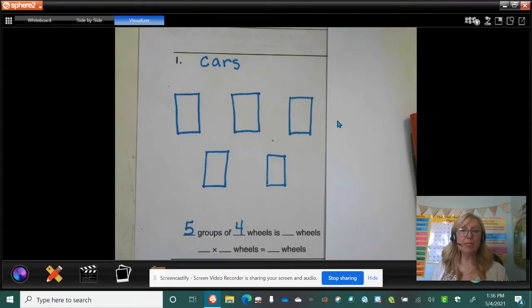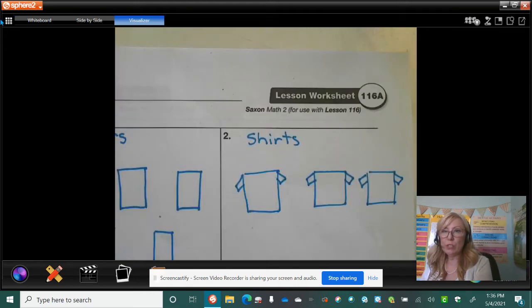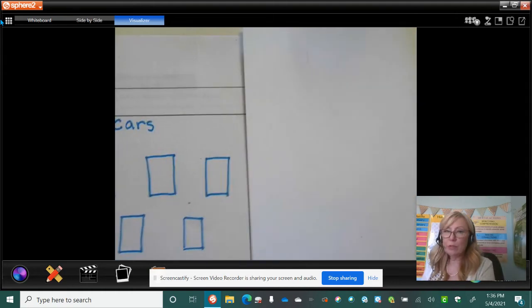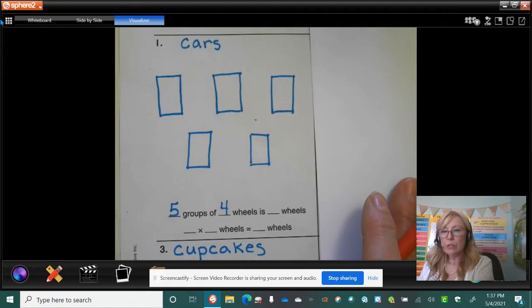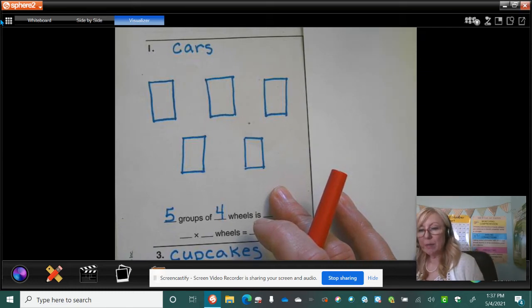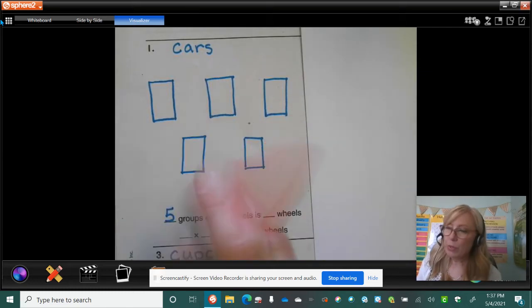Hi, first grade. This is lesson 116, and today we are going to learn how to act out and draw pictures for equal group story problems. So you will get out the paper that looks like this, Lesson Worksheet 116A. I already started drawing my pictures, but yours will be blank, and I will give you time to draw pictures. So on the first square, let's start by drawing pretend cars.